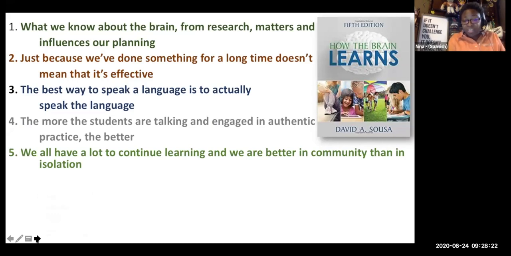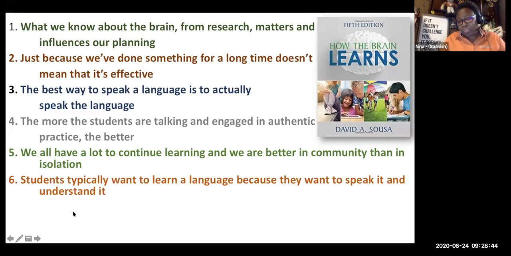We all have a lot to continue learning, and we're better in community than we are in isolation. That's why you're here, and that's why we're all here, so that we learn together. And that's why I'm going to push you out into breakout rooms and not just talk through these activities, because we all continue learning when we do so in community.